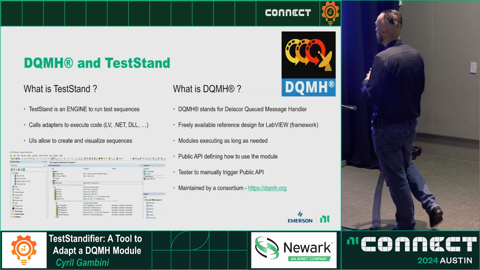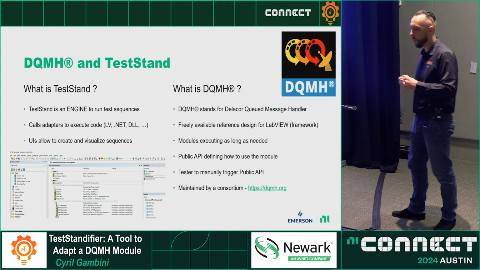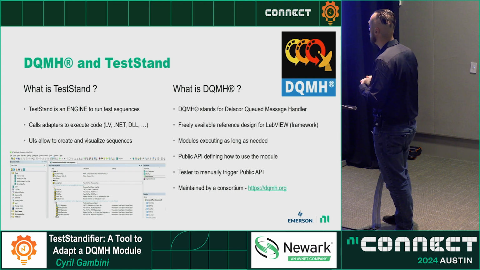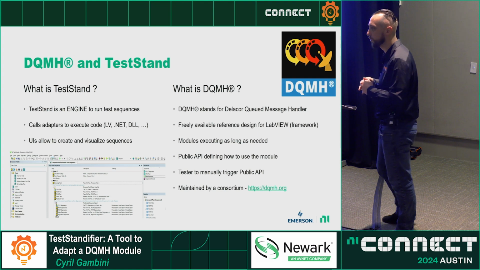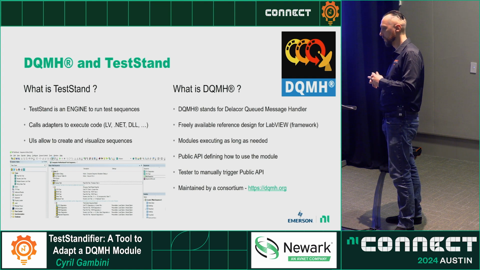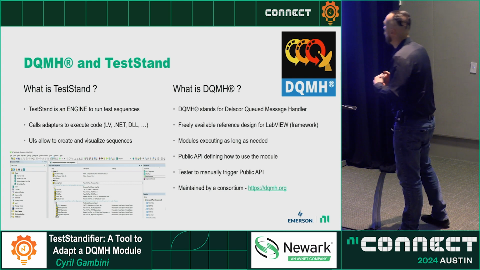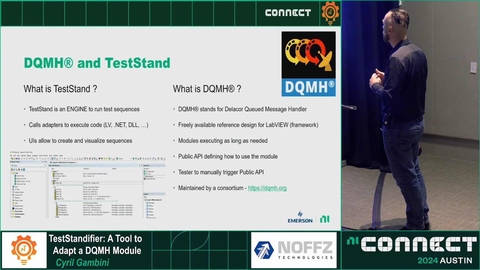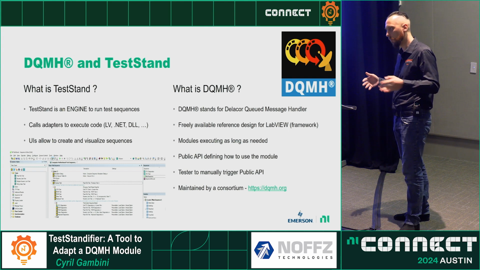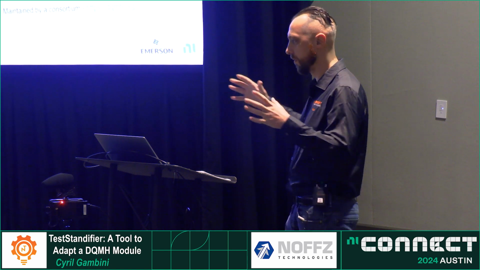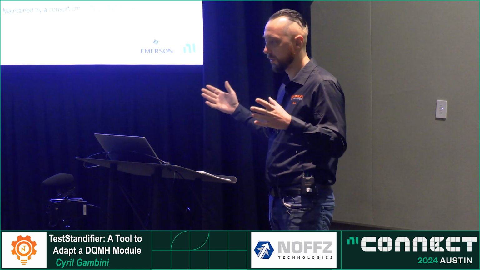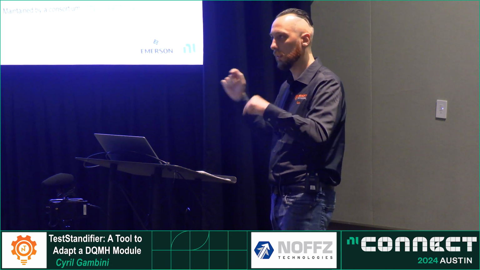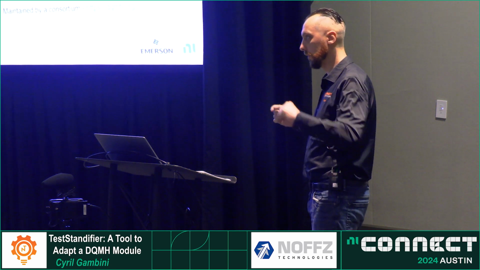In a DQMH module, we've got a public API, so it's all the requests that you can create from the testers, and the public API is what a user is going to use to actually interact with the main module core. And the tester is something that is created each time you create a new request or a new broadcast. So a tester is a VI that is running on the side and that can capture broadcasts or from which you can manually trigger requests and get replies.